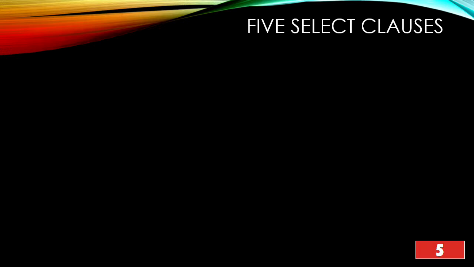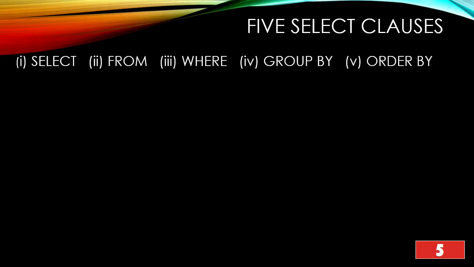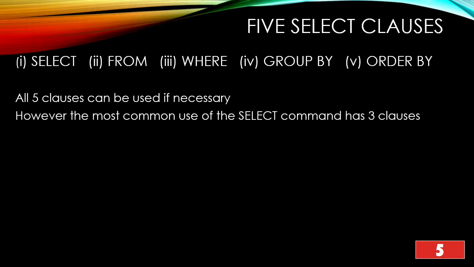There are 5 select clauses. We looked at those before, and we'll look at them again: select, from, where, group by, order by. You can use all 5 of these to build your command if necessary, but the most common use of a select command usually has only 3 clauses: select, from, and where. In this lesson, we're only going to focus on these pieces. Actually, we might not get to the where clause, because you can build a select command with just the first 2.